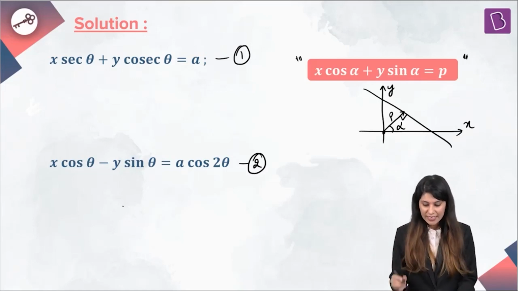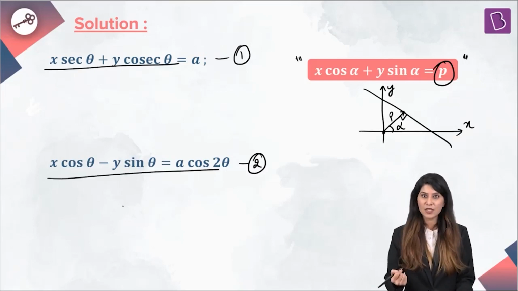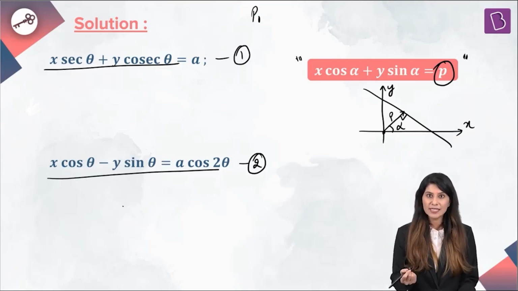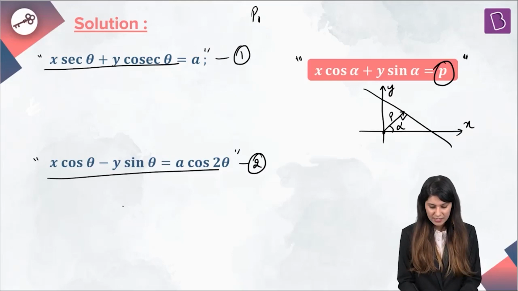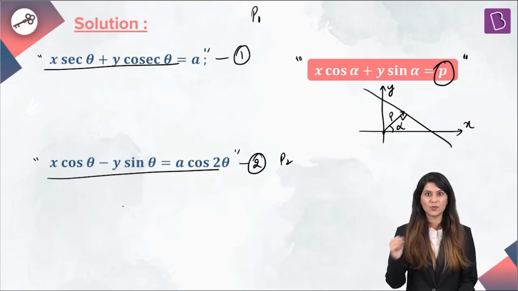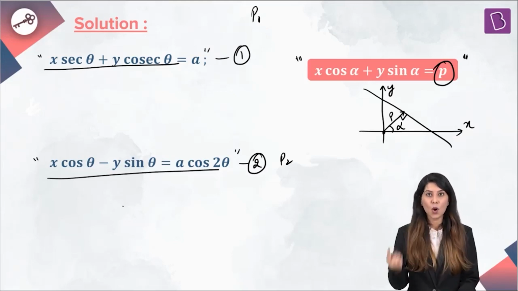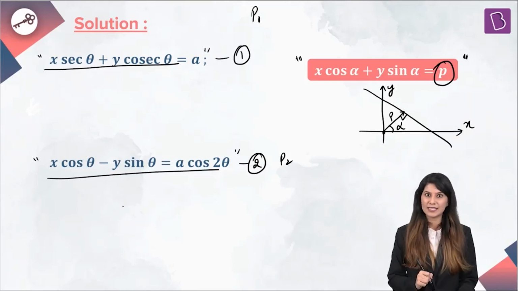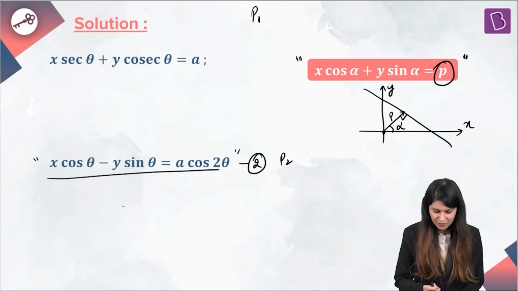Now, the idea is to calculate the p of this equation and this equation, because as per the question, P1 is the perpendicular distance from the origin to this line, and P2 is the perpendicular distance from the origin to this particular line. So here we are trying to convert both equations into normal form and then eventually calculate p, the perpendicular distance from both lines. P1 will be the perpendicular distance of the first line and P2 of the second line. Got it? Now, let's focus on the first line.